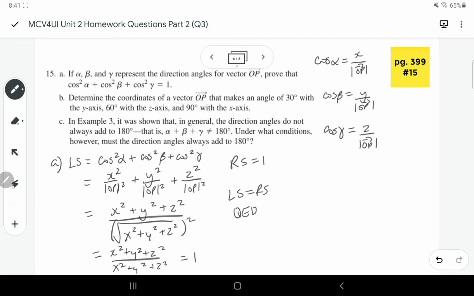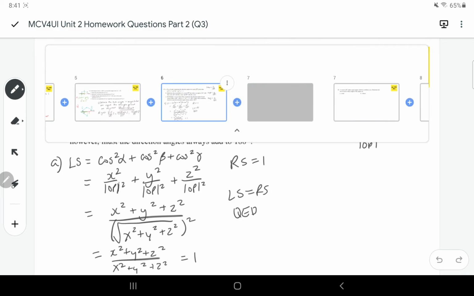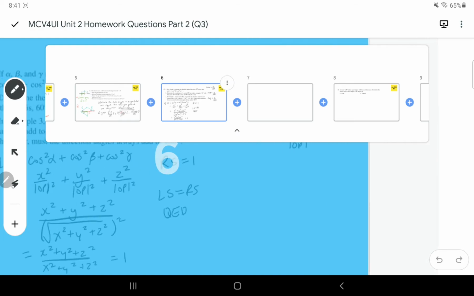Then I'm actually going to add a slide in here to get myself a bit more space.